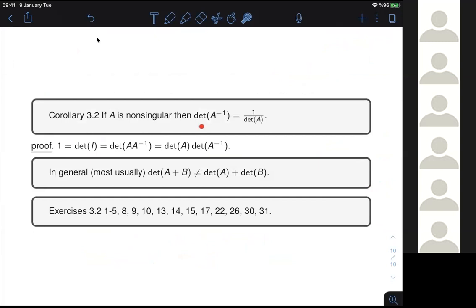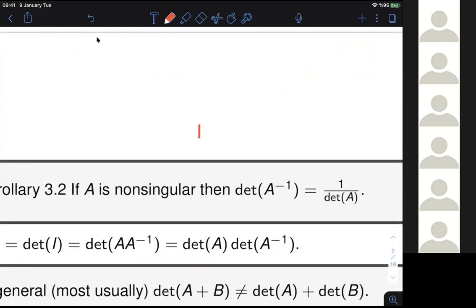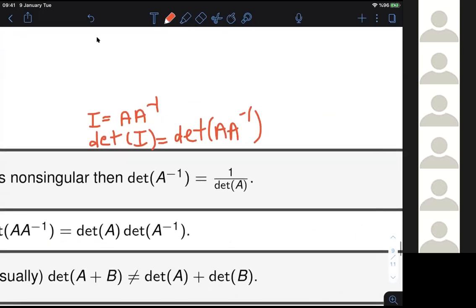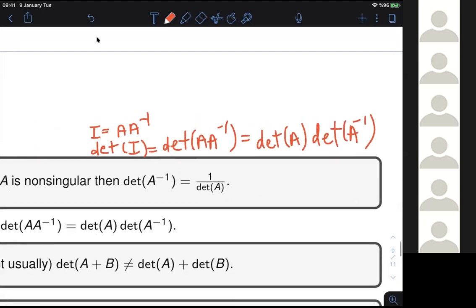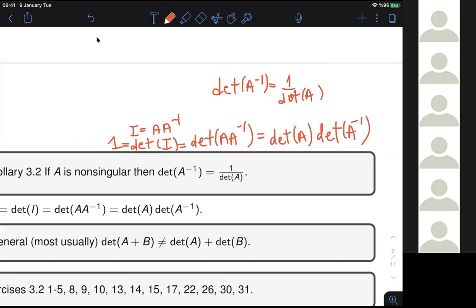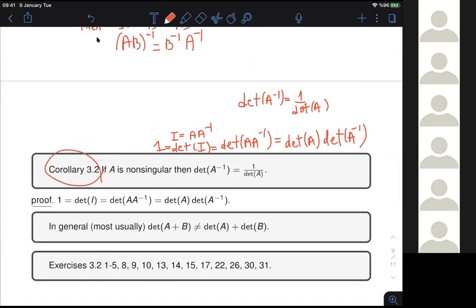Now, let's talk about the determinant of the inverse matrix. We know that identity matrix is equal to the matrix A times its inverse if A is invertible. Now I can write determinant of I equals determinant of A times A inverse, and I can separate this. From the previous result, I know that this equals this. Now, what is determinant of I? This is just 1, which means determinant of the inverse is 1 over determinant of A. Okay, so this is the proof of this corollary. So this is good.